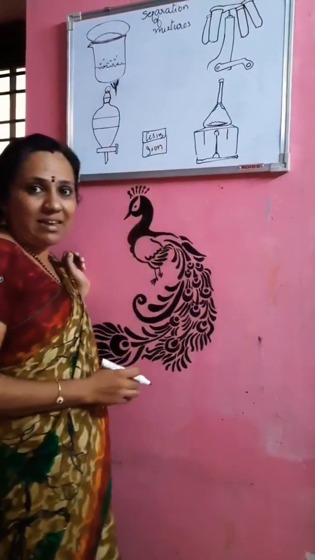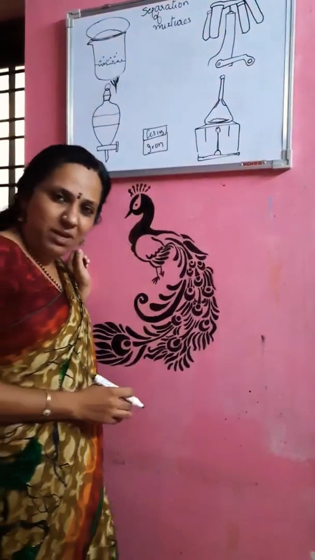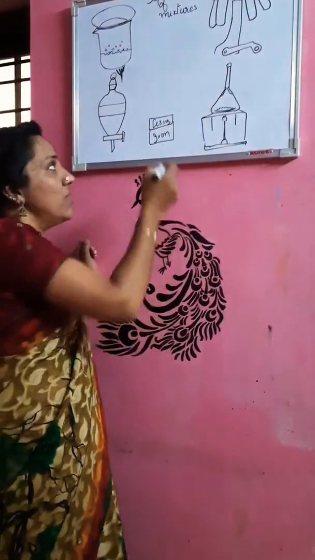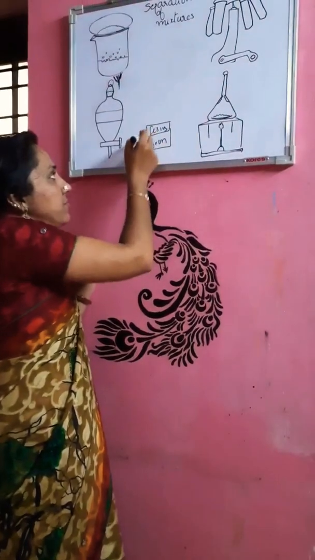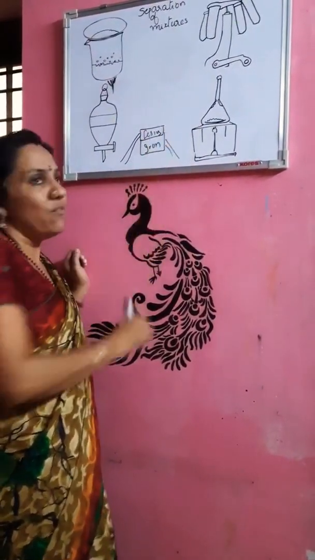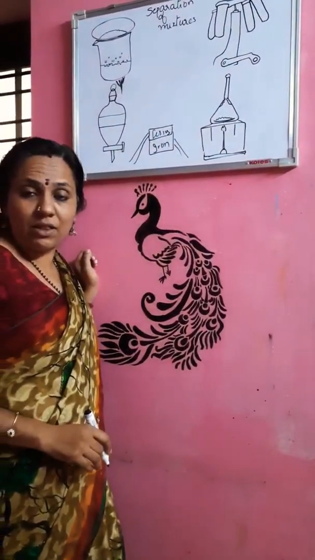What about this iron silicate? It is the slag, or the impurity, which is very light. So what will happen now? By the process of separation, we are separating the two components.